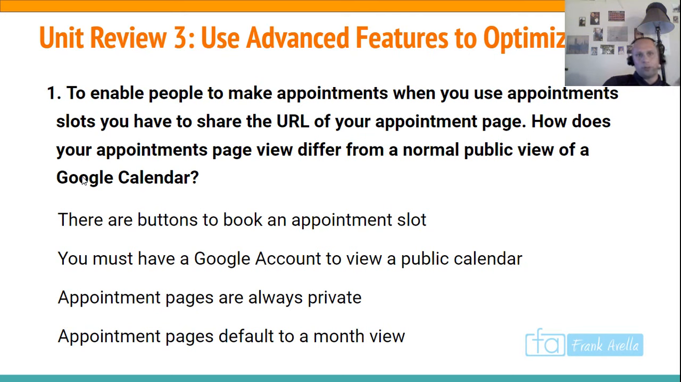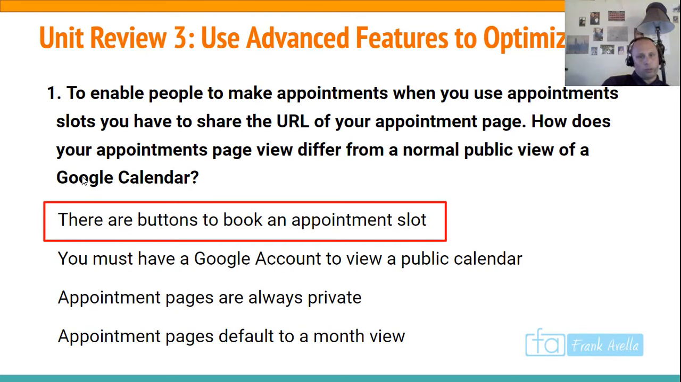All right, so now we're going to the review. Okay, Unit 3 review. Use advanced features to optimize work. Okay, so this is all the units. To enable people to make appointments, when using appointment slots, you have to share the URL of your appointment slots page. How does your appointment slots page differ from a normal public view of a Google Calendar?